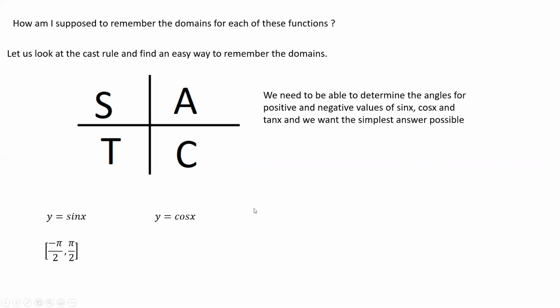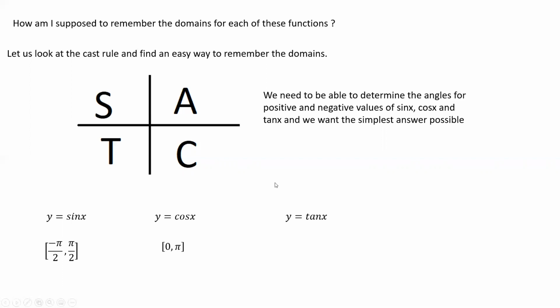See if you can figure out cosine on your own. Positive cosine values in this quadrant. Negative ones, your choice is this quadrant or this one. We like the continuous one, so we go from 0 to pi.